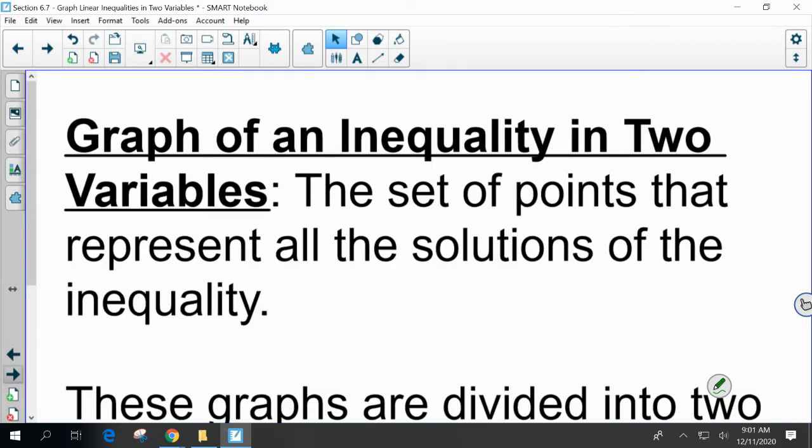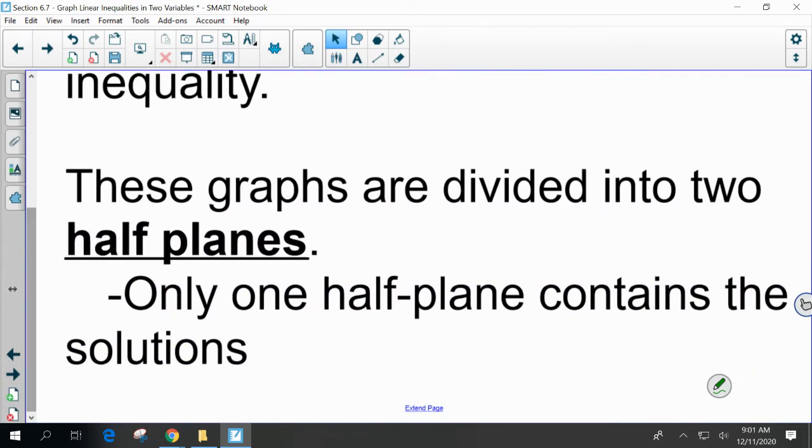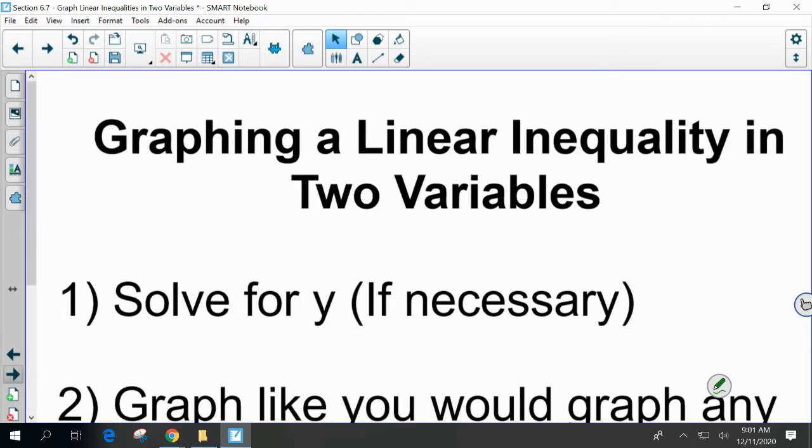Okay, so graphing an inequality with two variables, you are graphing a set of points that represent all the solutions for the inequality. So these graphs are divided into two planes. Only one half of the graph is going to contain solutions. The other half would not be a solution. Okay, that'll make more sense here in a minute.